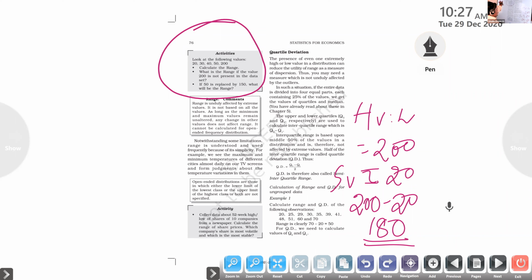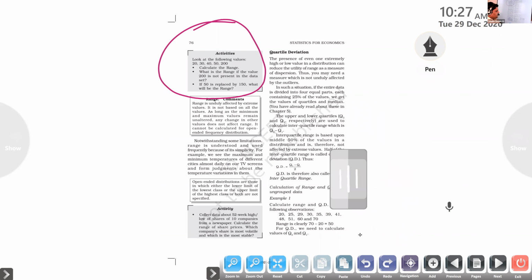Next question. What is the range if the value 200 is not present in the data set? So 200 is not there. Then what is the range here? 30. The highest number is 50 there. 50 minus 20, the answer is 30. That is what the range is. Okay. Clear? You got it.